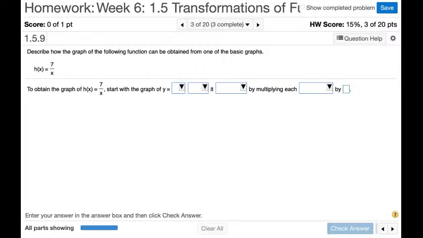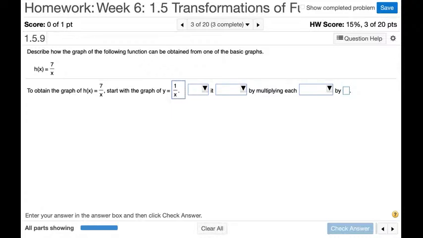So we want to describe the transformations. The basic function here is going to be the reciprocal function, which is 1 over x. If we multiply the outside by 7, that's going to cause a stretch. Stretch it vertically by multiplying each y by 7 in this case.